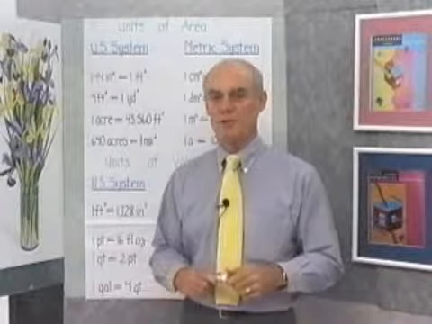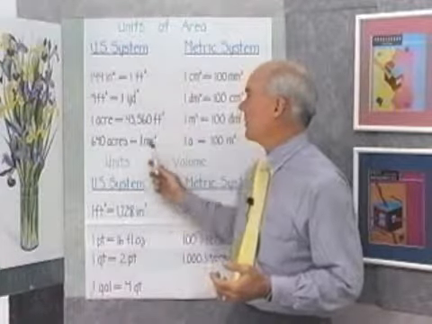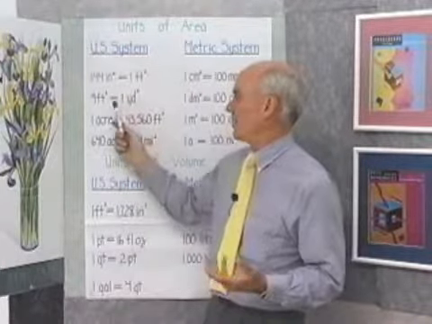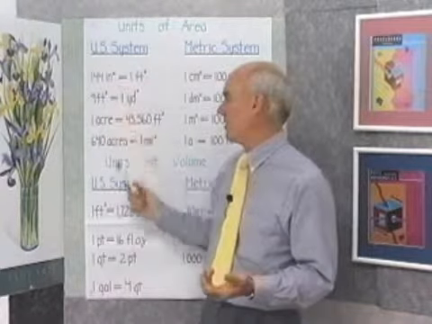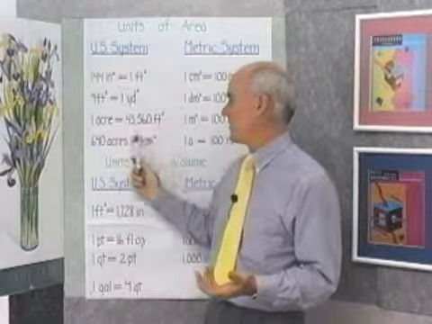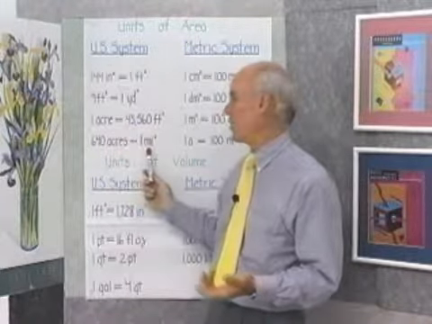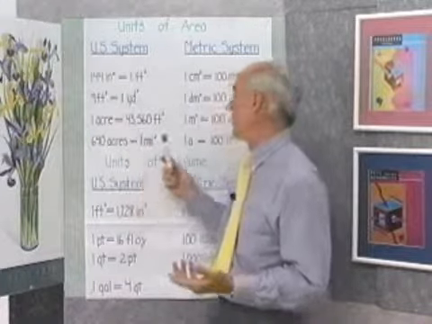We're going to continue our work with conversions now by looking at units of area and units of volume. In the U.S. system, for units of area, for instance, we have 144 square inches is the same as 1 square foot. 1 acre is 43,560 square feet. 640 acres is 1 square mile. So these are all written in the book, so you have access to them by looking in the book.